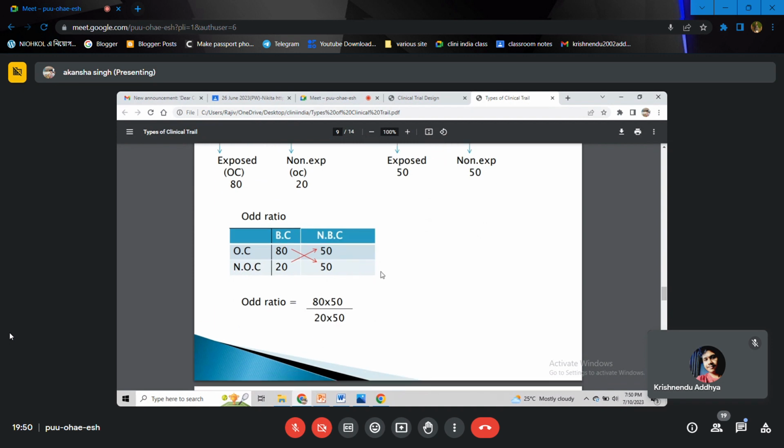So this is the disease one, and this was the exposure rate. Disease and exposed were 80, disease and non-exposed were 20. We have to do the cross multiplication of both, and you can find an odds ratio. So we will be able to identify what are the chances of having been exposed with the particular disease. We are able to understand over here. Understood or not?